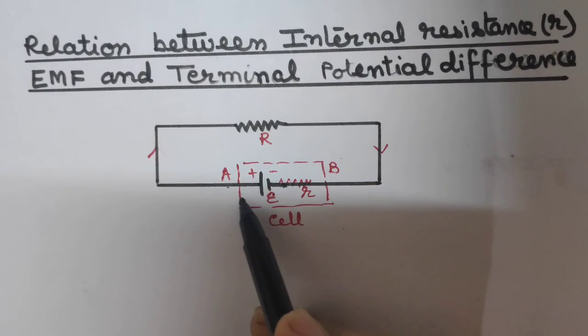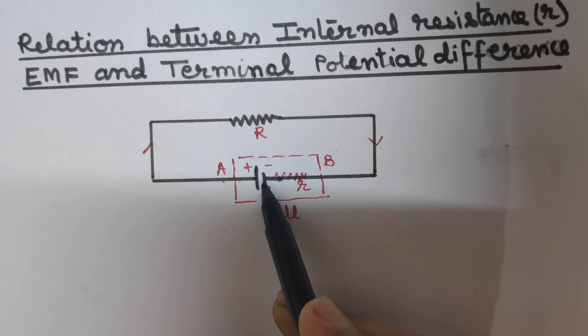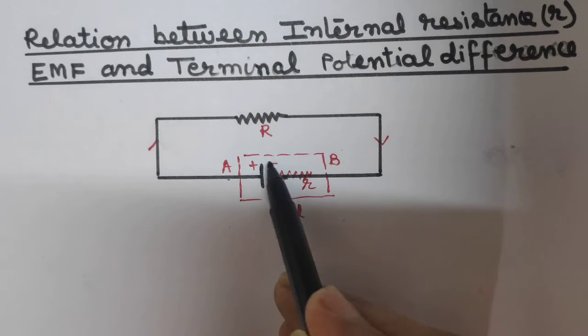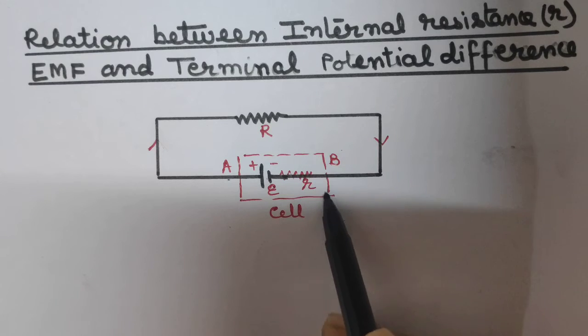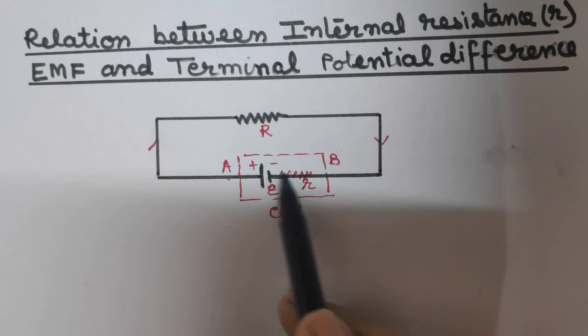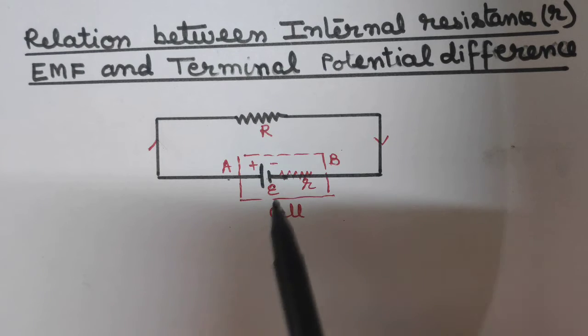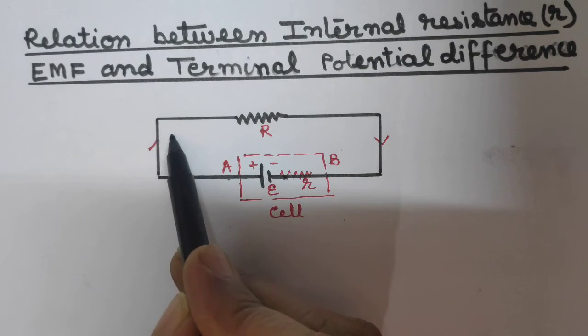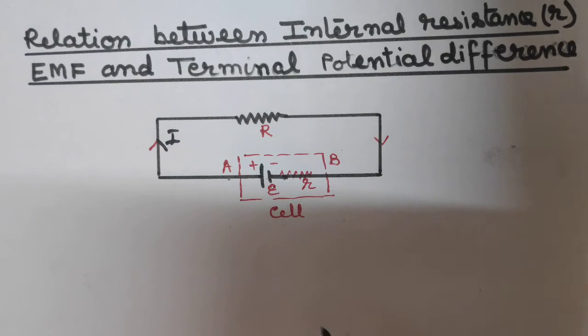So, this is a cell, and this is the internal resistance of the cell, which we are showing in this way. Now the cell is completely represented by this. This is completely a cell. Now this is connected to an external resistance R and current I is flowing through this.